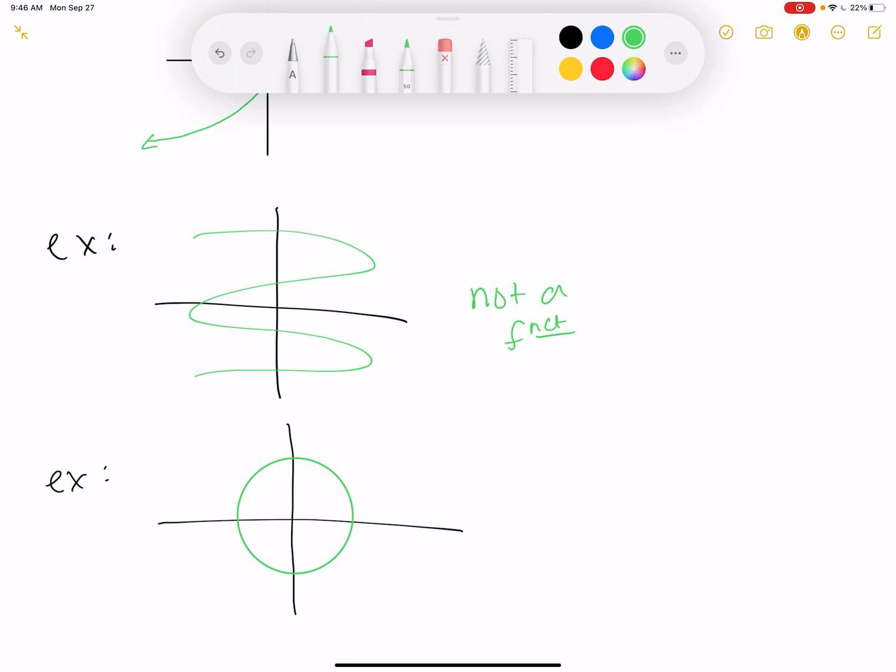It's Monday, I have to have a little fun with it, right? Alright, so as I go across, we hit in more than one point, so it's not a function.